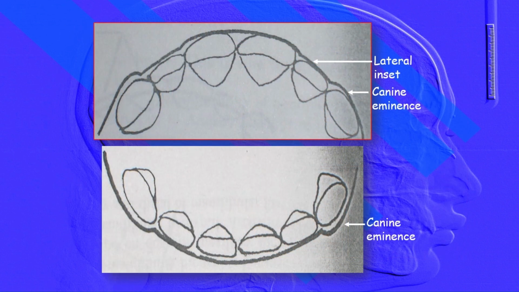The labiolingual thickness of the maxillary lateral incisor is less compared to the central incisor and canine. Thus, a lateral inset in the arch wire is required for the maxillary lateral incisor to compensate for its labiolingual thickness. The labiolingual thickness of the canine is more relative to the lateral incisor and its position is more labial in the dental arch. Thus, a canine eminence is required in the arch wire for canine.